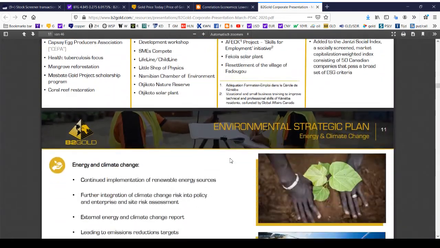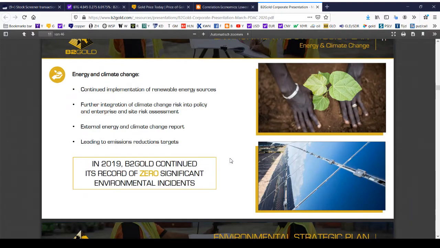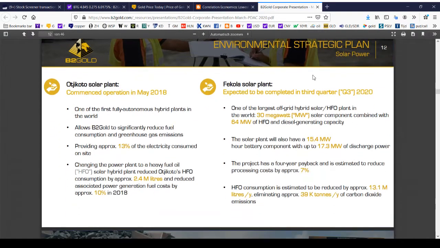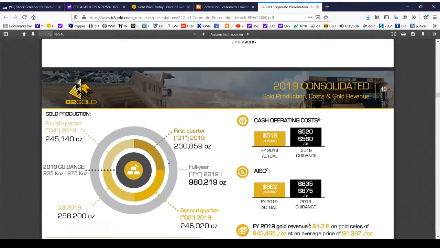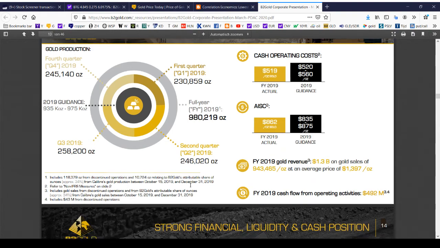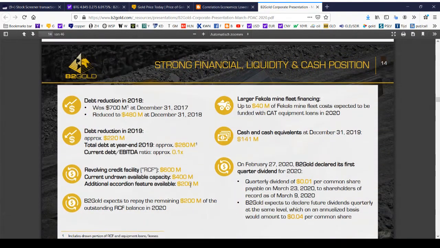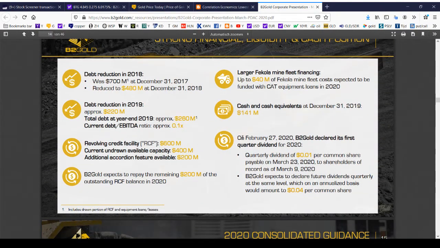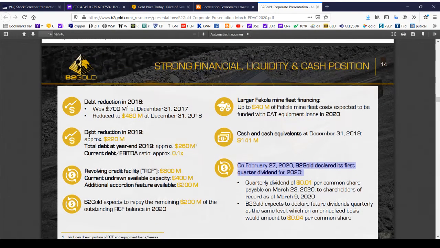These are the countries they are operating in. They have some growth projects here. Here you can see that they started to pay a dividend in 2020. They have a bit of debt, but that's going to be paid off very soon.